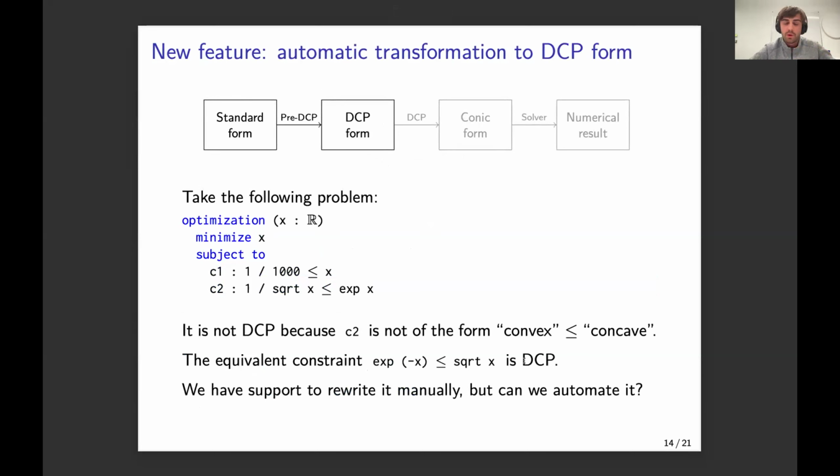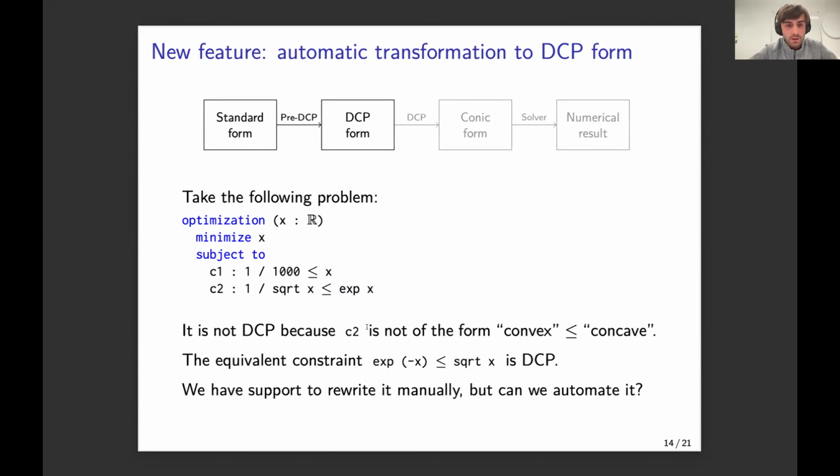And another new feature that I'm very excited about has to do not with the DCP step, but with the pre-DCP step. So if I give you the following optimization problem, again, pretty simple. Just a couple of constraints, one constraint on x and 1 divided by square root of x less than e to the x. You try to solve this, and any DCP framework will say, hey, that's not DCP, I cannot verify that this is convex because I expect inequalities to be convex less than concave, and you're giving me something that in the right-hand side is convex.